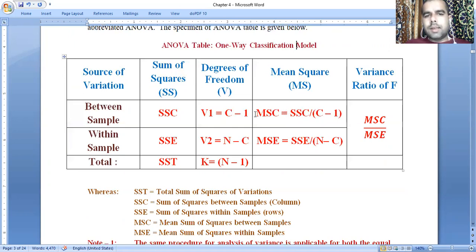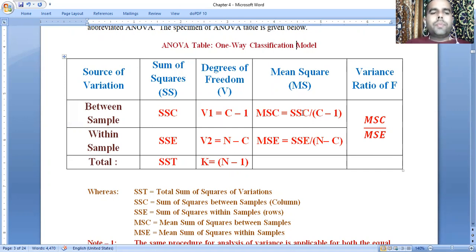This SSC we have taken from this place. Observe carefully, SSC, and next C minus 1. The value of V that you get should be the denominator and the SSC value will be the numerator. This numerator is divided by the denominator, and finally you will get the MSC value. This MSC value will be kept aside here.